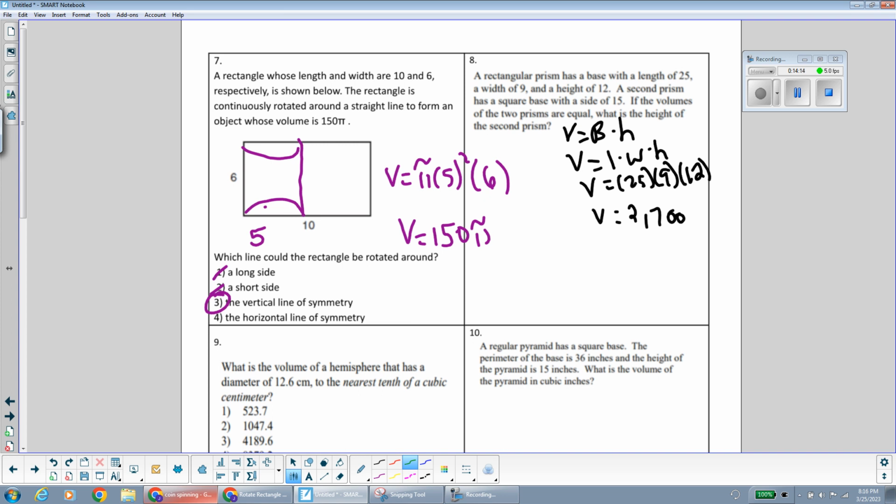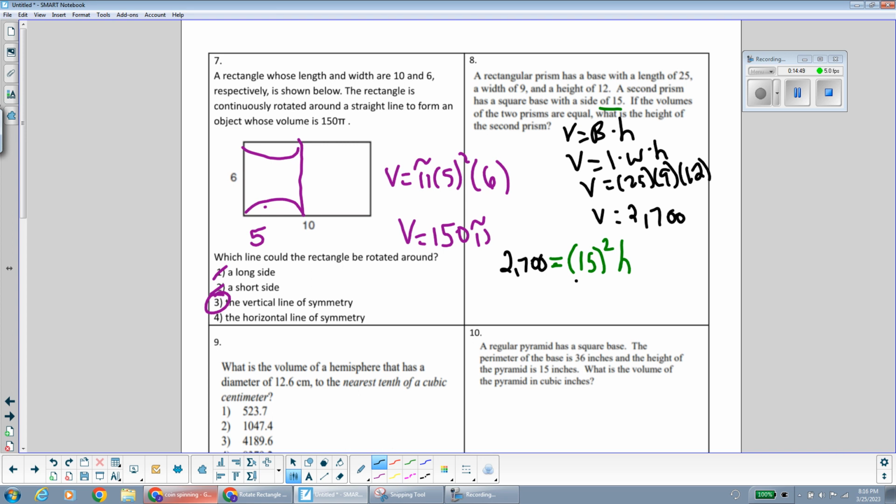Now, the second prism, it's also a prism, so it has the same formula, volume equals area of the base times the height, except it has a square base. So that means the length and the width are going to be the same. The side length is 15, so that would be 15 times 15, which is the same thing as 15 squared, times the height. We don't know what the height is, but we know that the volume is the same as the volume of the rectangular prism, which was 2,700.